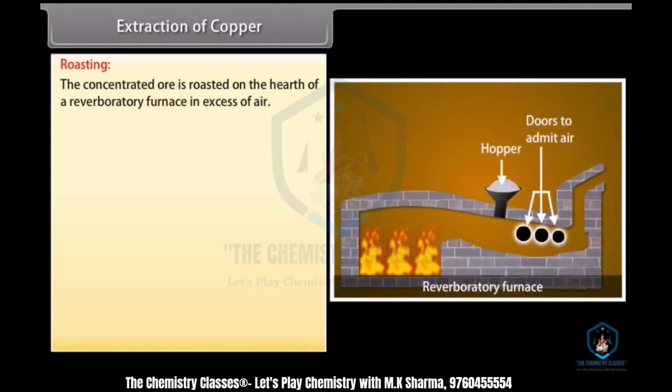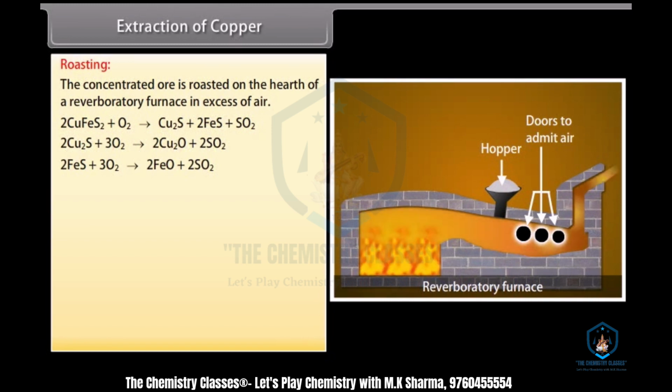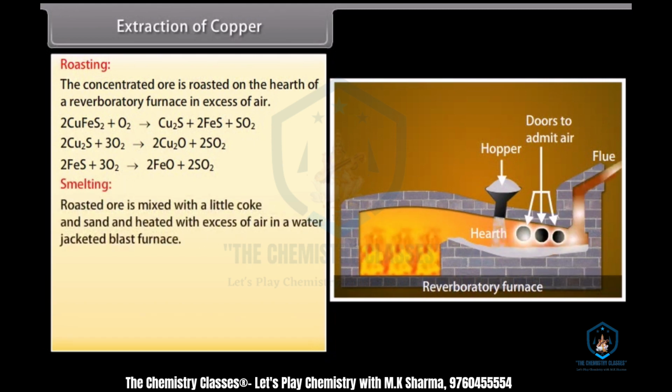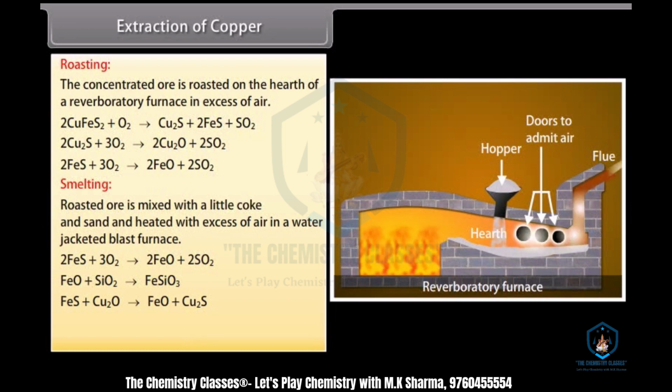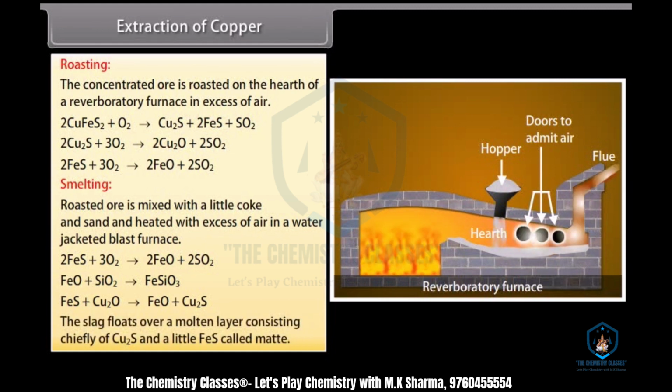Roasting. The concentrated ore is roasted on the hearth of a reverberatory furnace in excess of air. Smelting. Roasted ore is mixed with a little coke and sand and heated with excess of air in a water-jacketed blast furnace. Most of the remaining iron sulphide is converted into oxide, which reacts with silica forming fusible slag of iron silicate. The slag floats over a molten layer consisting chiefly of Cu2S and a little FeS called matte.